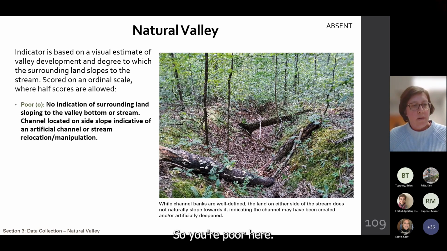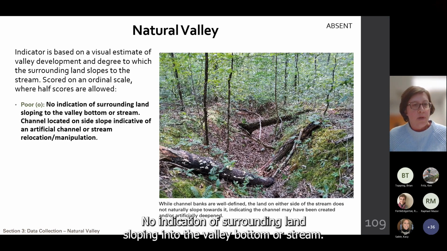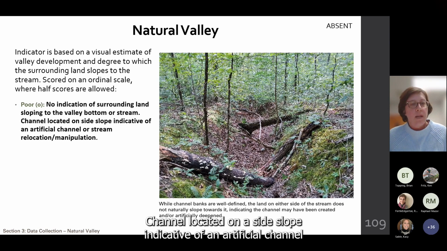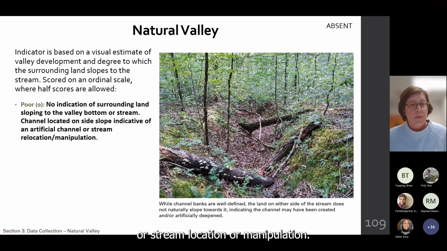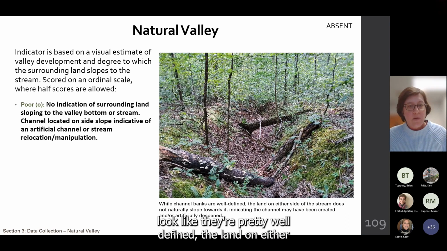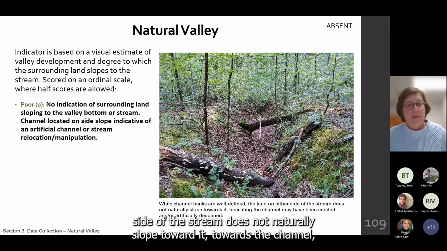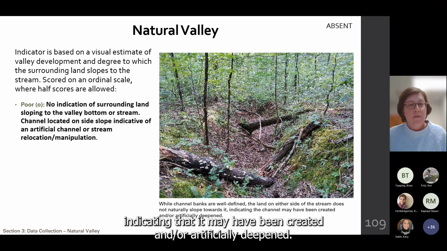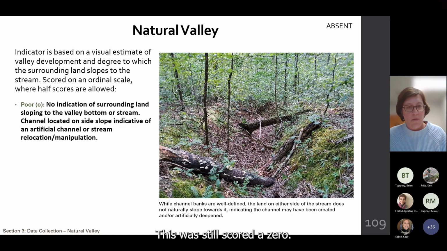So your poor here is 0, absent. No indication of surrounding land sloping to the valley bottom or stream. Channel located on a side slope indicative of an artificial channel or stream location or manipulation. In this example, while the channel banks look like they're pretty well defined, the land on either side of the stream does not naturally slope toward the channel, indicating that it may have been created and or artificially deepened. This would still score a 0.